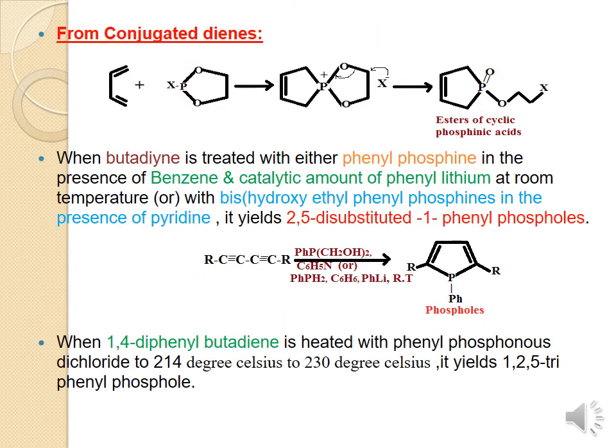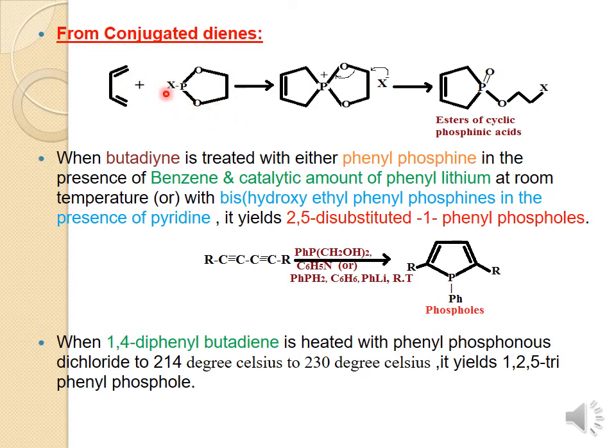Moving on to the next slide. Here, from conjugated dienes, how we synthesize the phosphonic acids. We take the conjugated dienes and treat them with the halophosphodioxyls. The X group can vary among chloride, bromide and so on. If it is chloride, it is chlorophosphodioxyl. In general you can say this is the structure, and it undergoes the cycloaddition reaction.